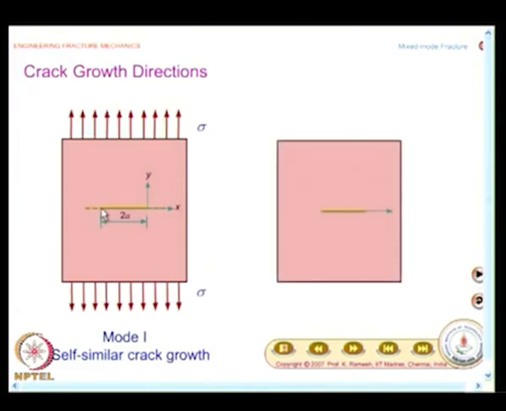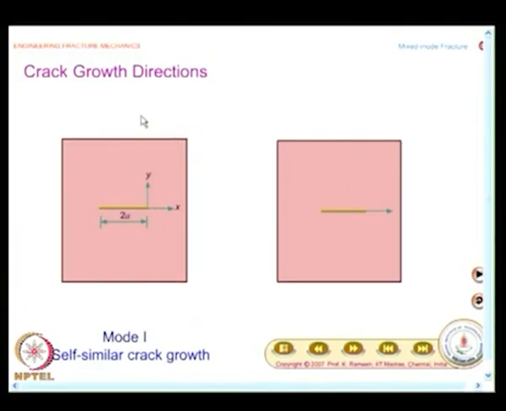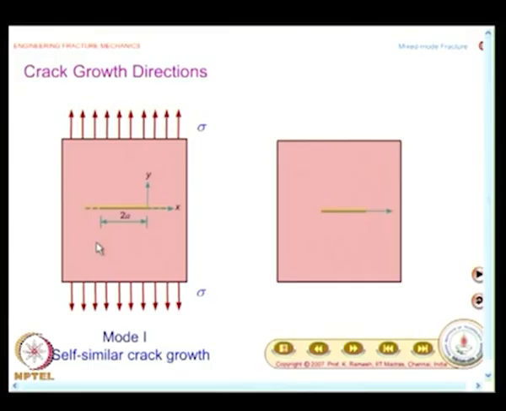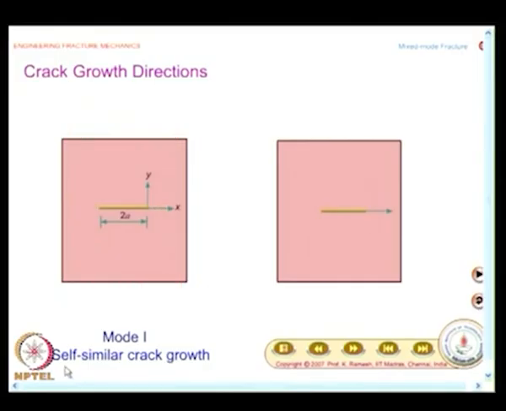I have a center crack subjected to uniaxial tension here, and you find when the loading is sufficiently increased, the crack grows horizontally like this. This is known as self similar crack growth. You need to understand this terminology. When a crack is subjected to mode 1 loading, you have self similar crack growth.